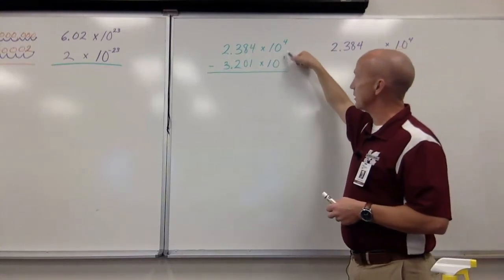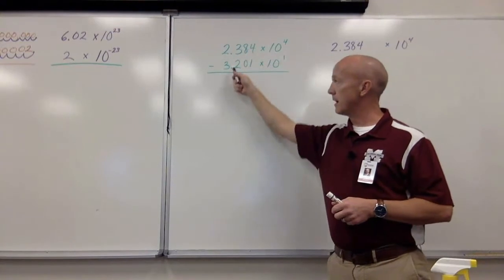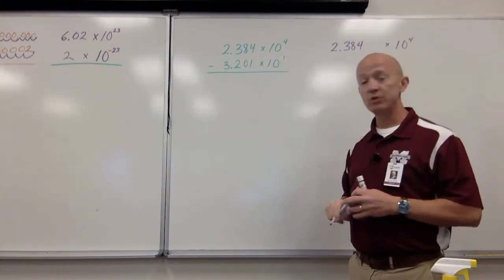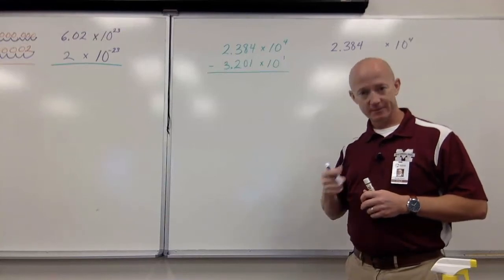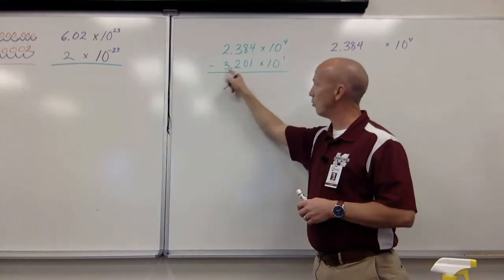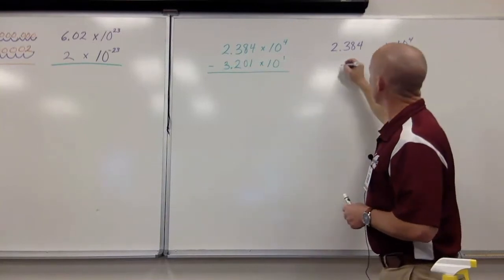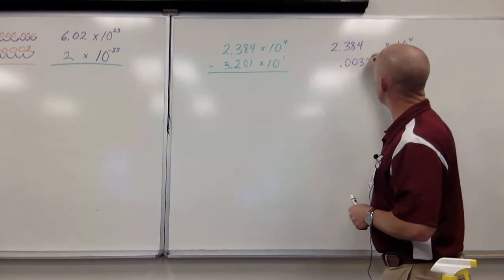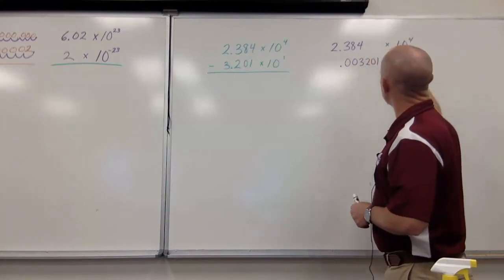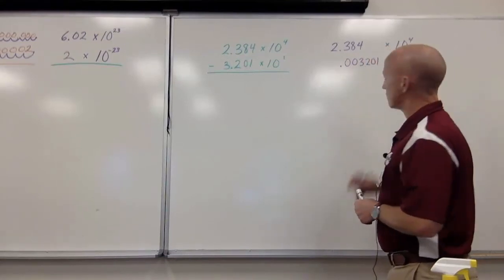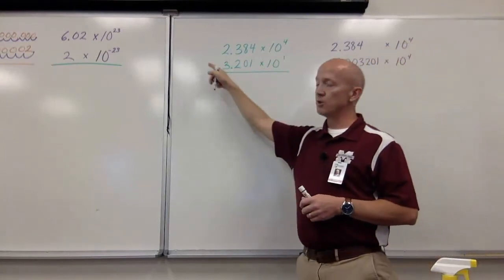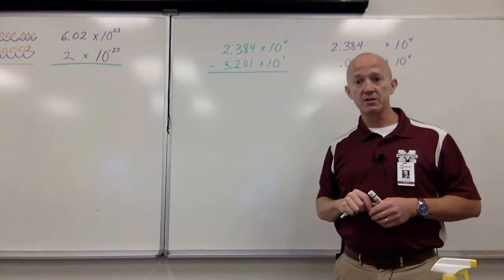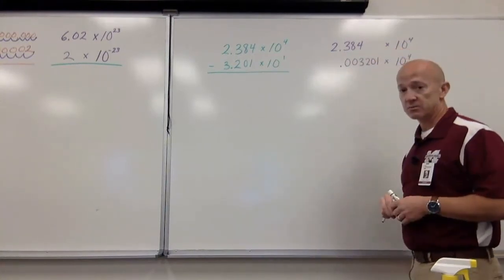How many places do I need to move the decimal in my coefficient? Right, 3. Which way? To the left. Okay, so 1, 2, 3 means that my new number is going to read 0.03201 times 10 to the fourth. So I move the decimal over 3 places, and that in turn causes my exponent to go up 3 places, and now I'm ready to subtract.